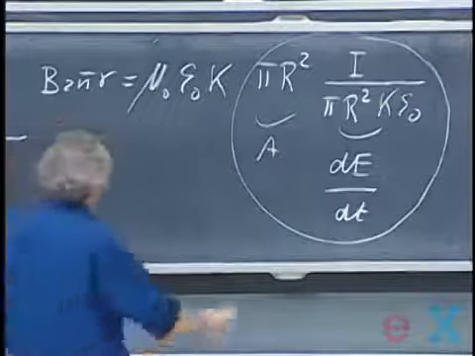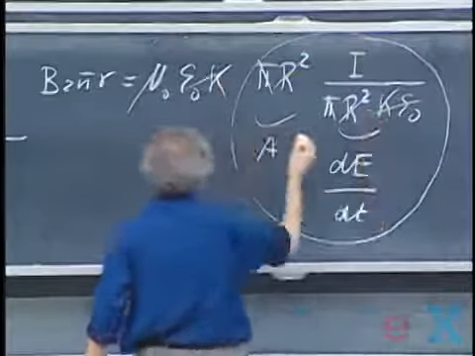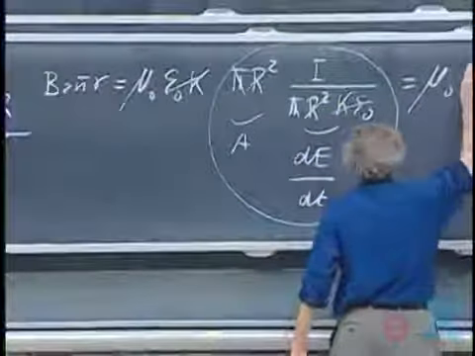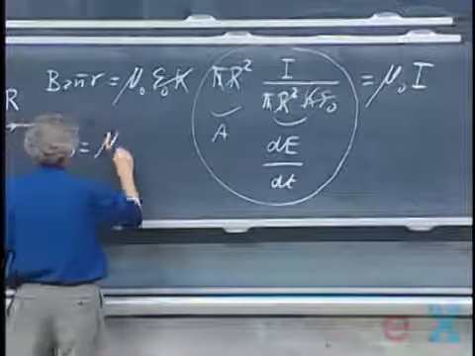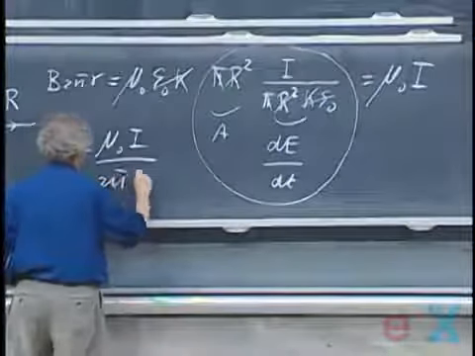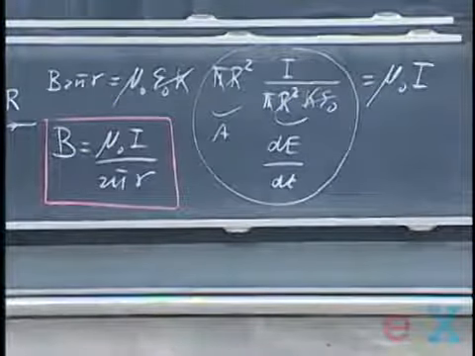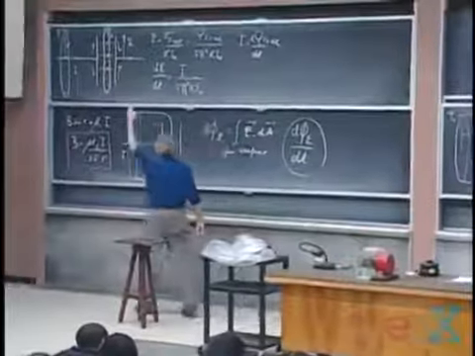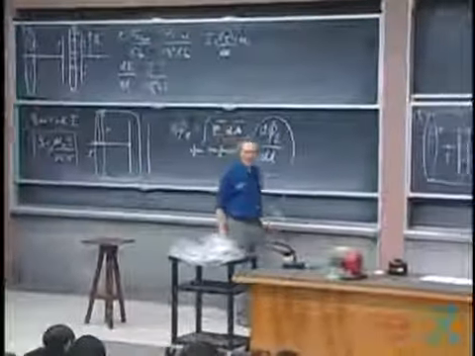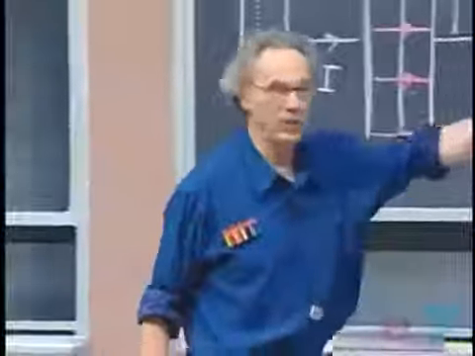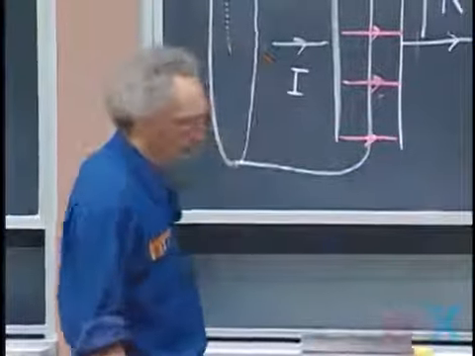Well, let's look at our results. I lose a pi. I lose my R squared. I lose my kappa and epsilon 0. And look what I get. I get mu 0 times I. That is truly amazing. So I find now that B equals mu 0 times I divided by 2 pi little r, which is exactly what we had before. Hooray for Mr. Maxwell. Because now it doesn't matter anymore whether you take the flat surface or whether you take the bagged surface. You now get the same answer. In one case, there is no contribution from the displacement current term, and in the other case, there is no contribution from the first term, the real current.